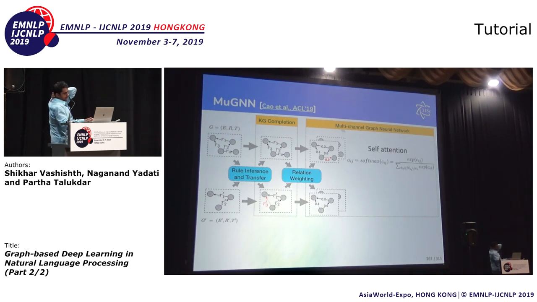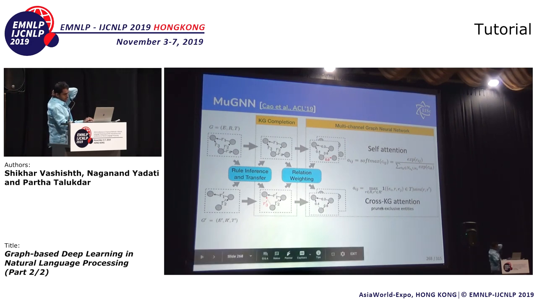And they have a multi-channel graph neural net. They have a two-channel graph neural net where they have a self-attention operation. This is very similar to graph attention. And they also have cross-KG attention, where we look at one knowledge graph and depending on the other knowledge graph, we have some attention mechanism, right? So based on the similarity of the relation embeddings, we have an attention mechanism. This is called cross-KG attention. So this is responsible for pruning exclusive entities.